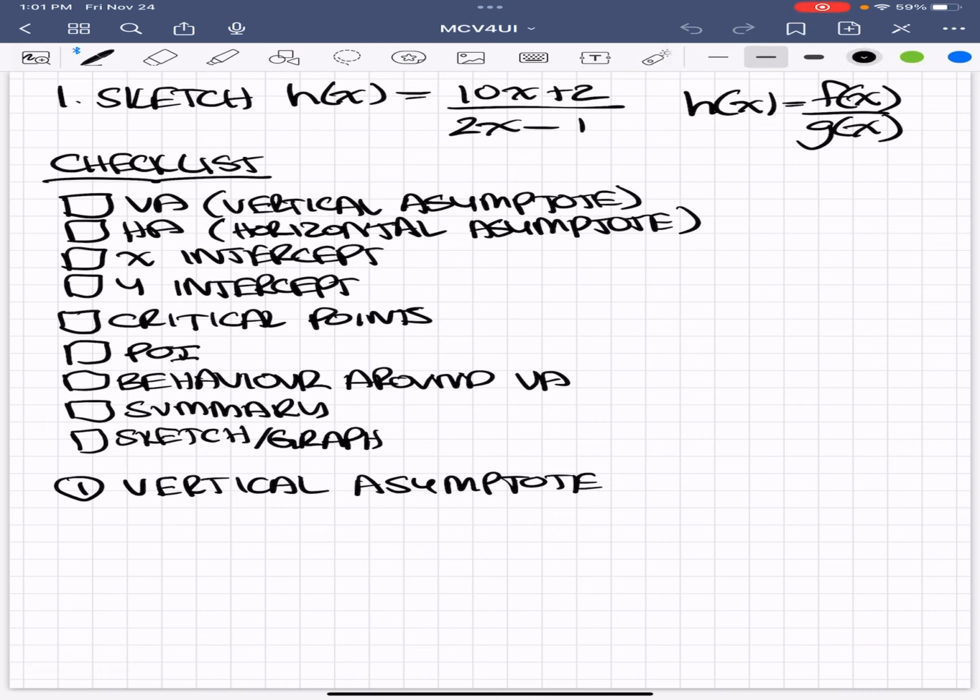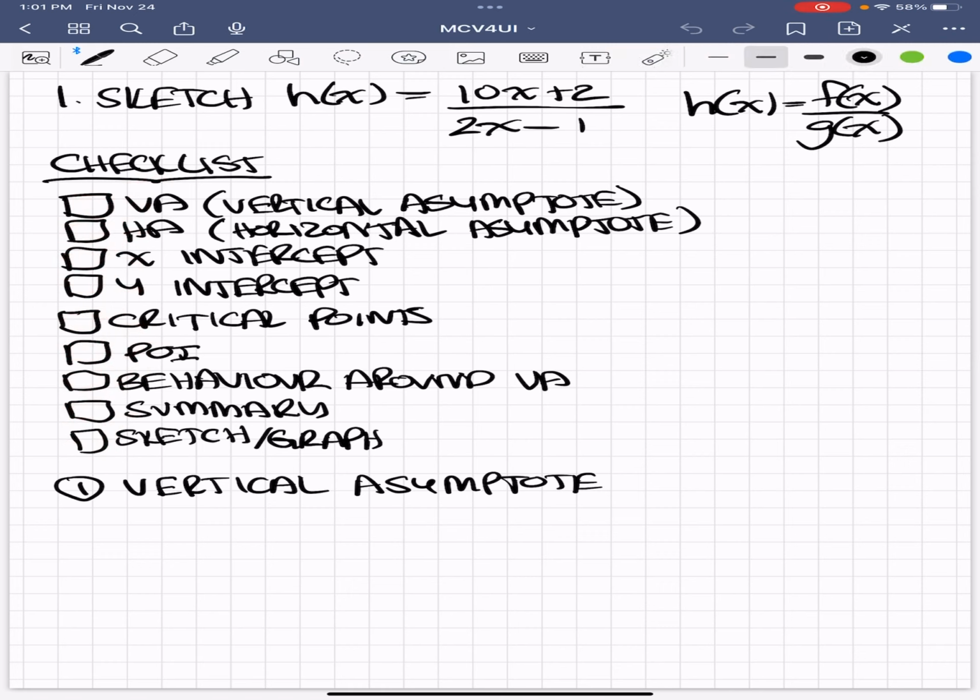Okay, so sketch h of x equals 10x plus 2 over 2x minus 1. First of all, a rational function is h of x equals f of x over g of x, so it's two polynomials and one is over the other. And we have our checklist here: vertical asymptote, horizontal asymptote, x-intercept, y-intercept, critical points, POI, behavior on the VA, summary, and then we have our sketch.